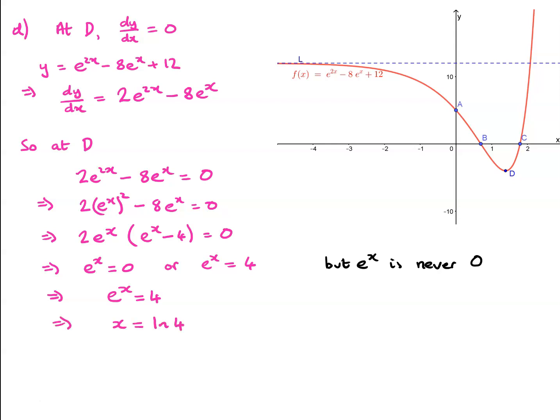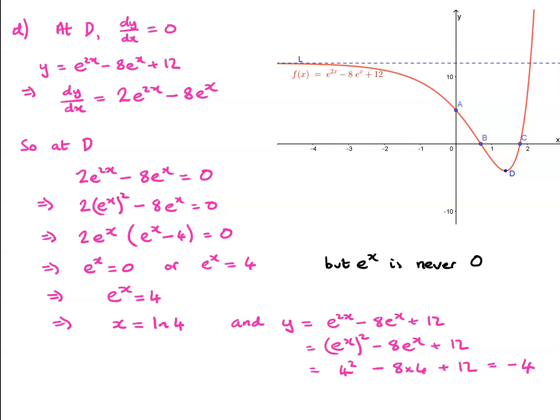So I now know that the x-coordinate of the point D is the natural logarithm of 4. We already know that at the point D, the value of e to the x is 4. I've got y is (e to the x) squared minus 8e to the x plus 12, but I know that e to the x is 4. So that is 4 squared minus 8 times 4 plus 12, which gives me minus 4. So the point D has an x-coordinate of the logarithm of 4 and a y-coordinate of minus 4.